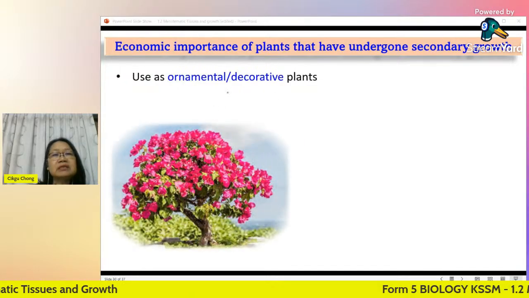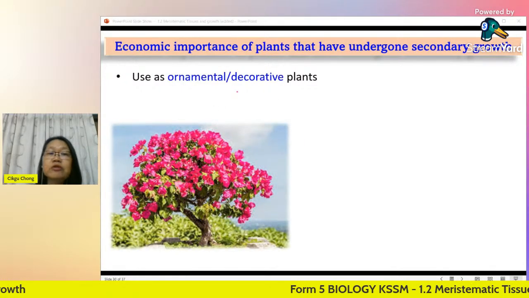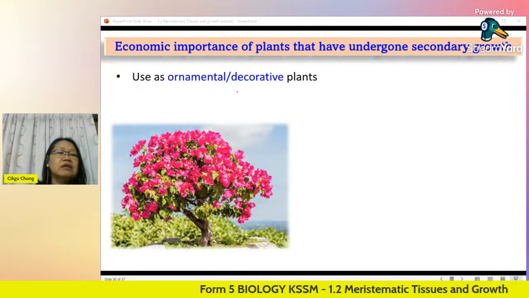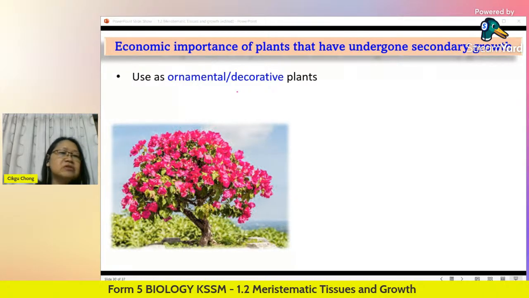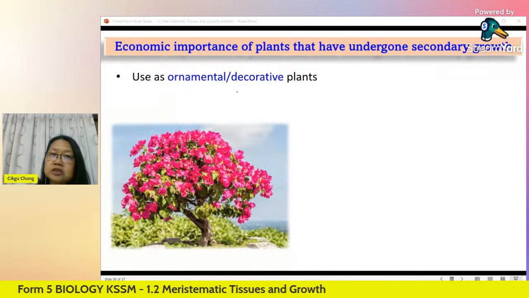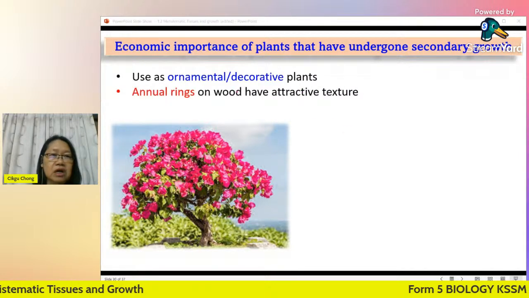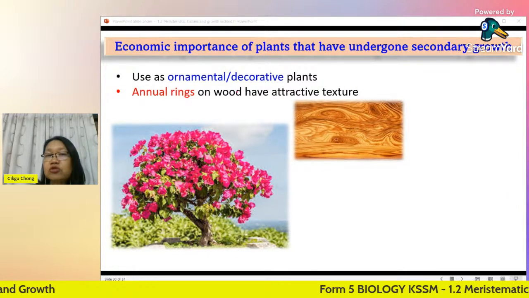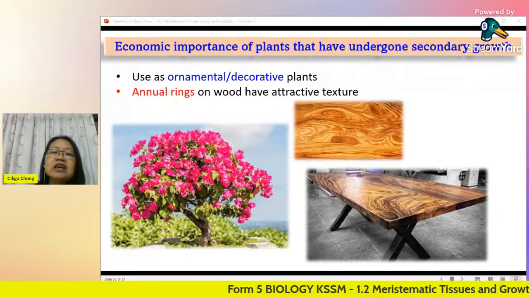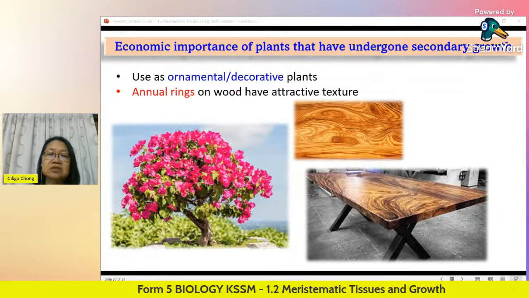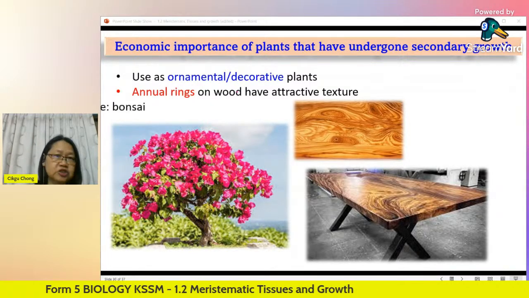Used as ornamental or decorative. Now, some plants are very beautiful. Like this is a tree that produces very beautiful flowers. So we use it as ornaments. We decorate our houses. And all these annual rings on the wood have a very attractive texture. So you see all these lines, very nice texture.